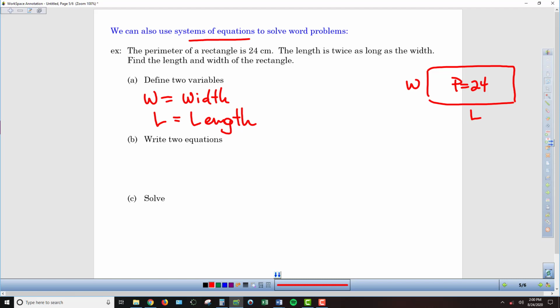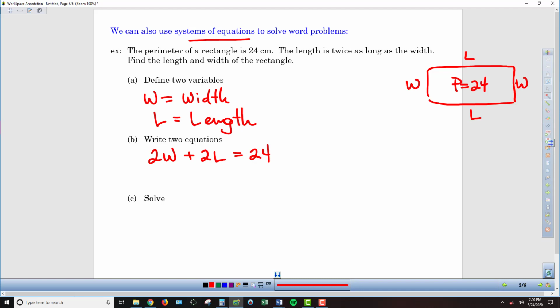So the first sentence says that the perimeter of the rectangle is 24 centimeters. Well, how do we find the perimeter of a rectangle? We add up all the sides. Well, in a rectangle, the opposite sides are the same, so we've got the two widths on either side, we've got the two lengths on either side. So all four of those lengths have to add up to equal 24. So I could keep them all separate, or I could recognize that I have two widths, so 2W, plus my two lengths, 2L. That has to add up to equal 24 centimeters.